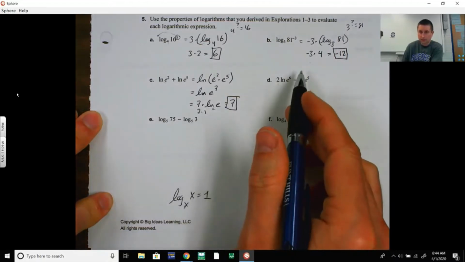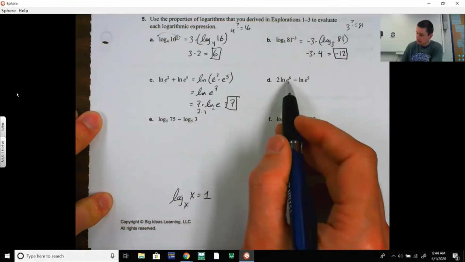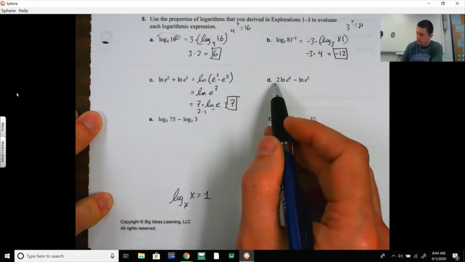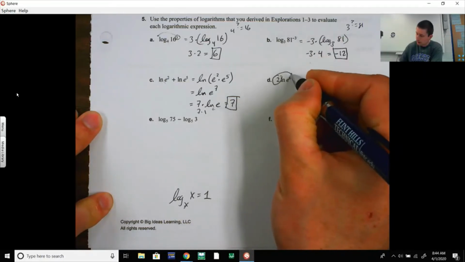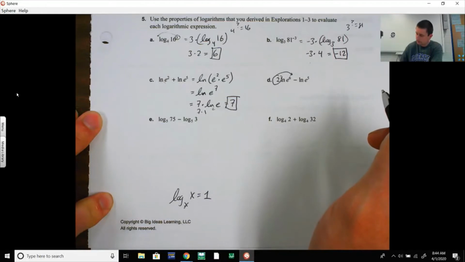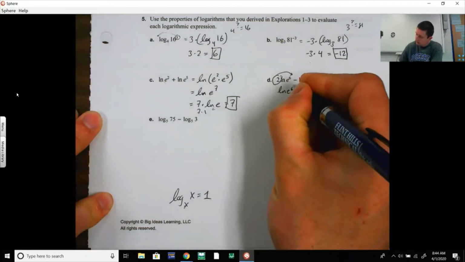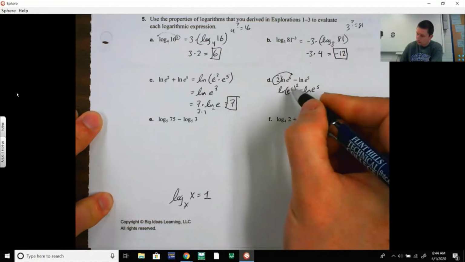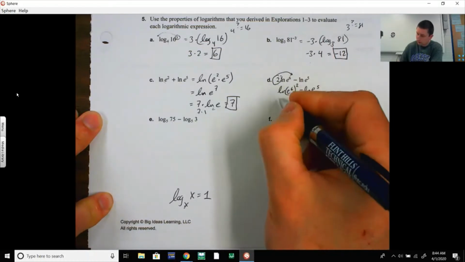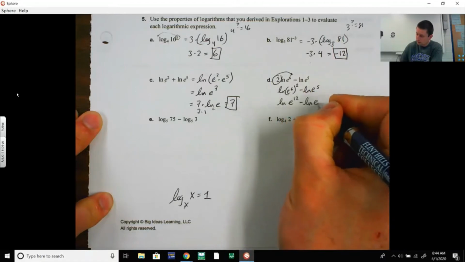Okay, next one, we're going to condense it. Now this 2 here, we can't divide those yet because we have two of the same thing. So we get the natural log of e to the 6th squared minus natural log of e to the 5th. So you have a power of a power. You multiply your exponents. So that's natural log of e to the 12th minus natural log of e to the 5th.